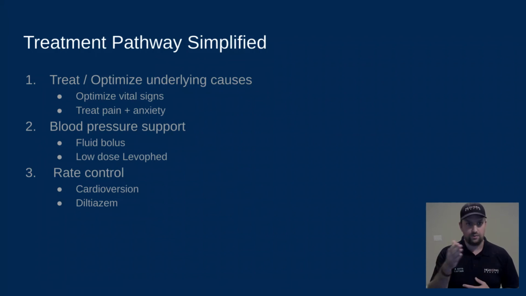Then, the next thing we do is blood pressure support. That's going to either be fluid boluses, or if it's pressors, then it's going to be low-dose Levophed. After we've treated and optimized, and we've provided blood pressure support, then as the last resort, we're going to do rate control. Rate control is either going to be done through cardioversion or diltiazem. Both of these options, I want you to call and have a discussion with a physician, whoever's going to receive that patient, before doing this.